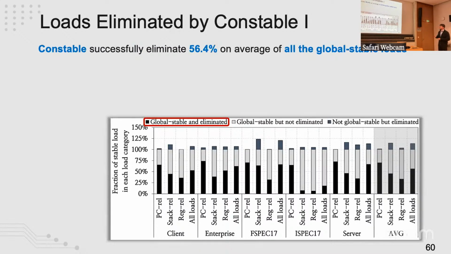Another figure tries to explain and break down how Constable affects the loads and which loads are eliminated. Here we're going to start with the black bars, which are the global stable loads that are eliminated using Constable. Constable can successfully eliminate 56.4% of all the global stable loads.